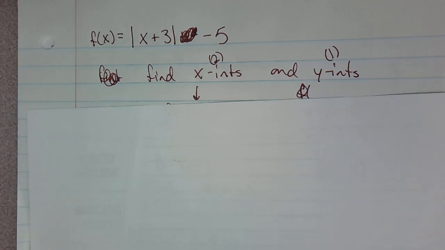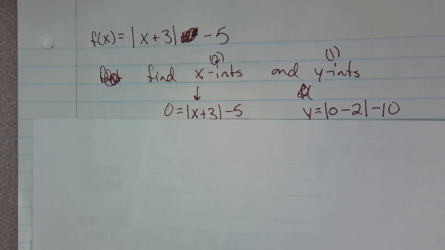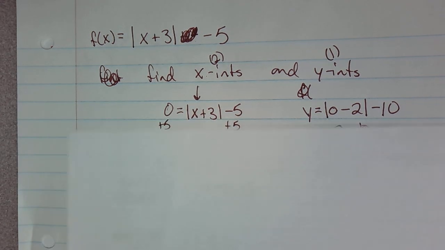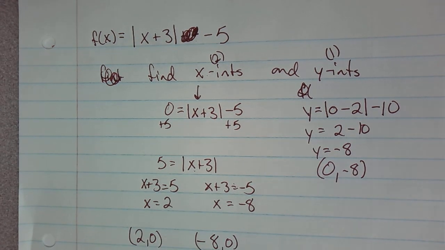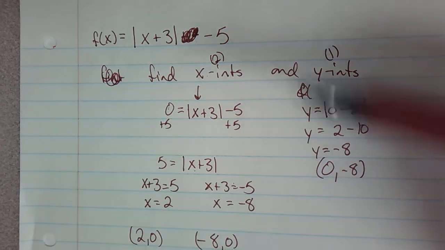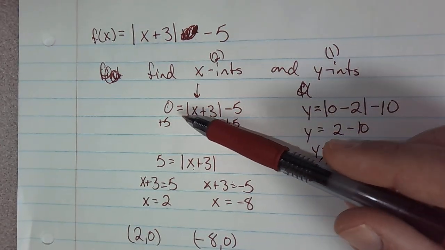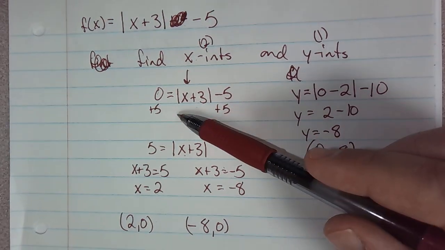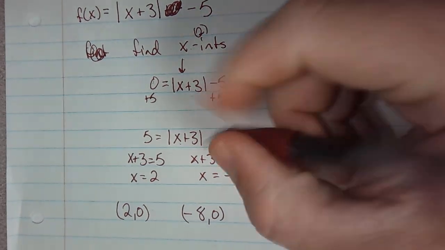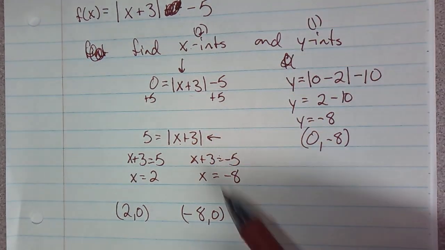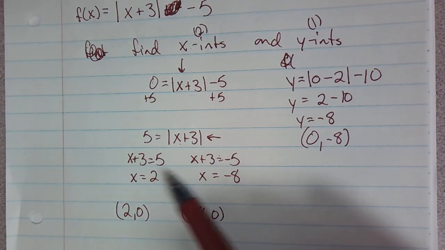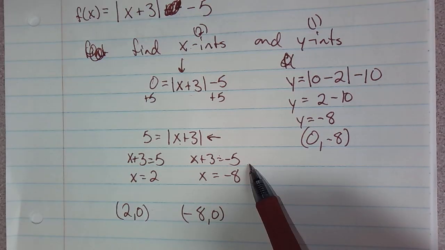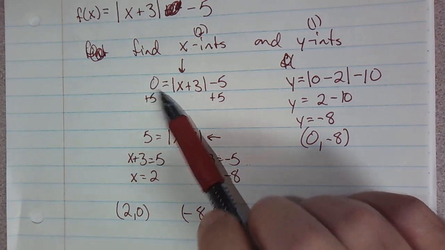So for x-intercepts, actually I'm going to show both. For x-intercepts, I set my equation equal to 0. Add my 5 over. Quick reminder, when I see an absolute value equation, you always set up your 2. It's equal to positive 5 and negative 5. So again, I'm just setting the equation equal to 0, find x-intercepts.